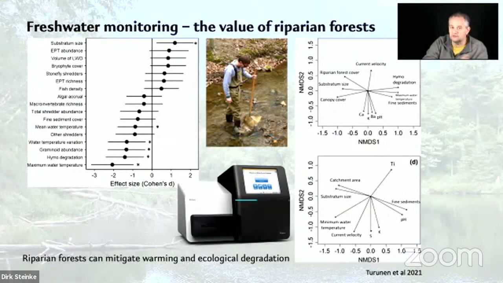So the survival of them is probably much higher if you have any kind of these natural environments still present there. So a forest like that can mitigate warming and ecological degradation, because that's what we also were able to show. If you have them present, the amount of ecological degradation, even with an upstream activity of humans in agriculture, is much better buffered than it would be without.